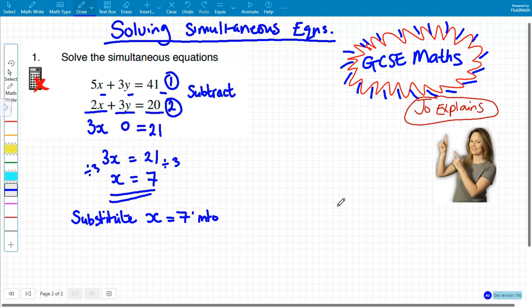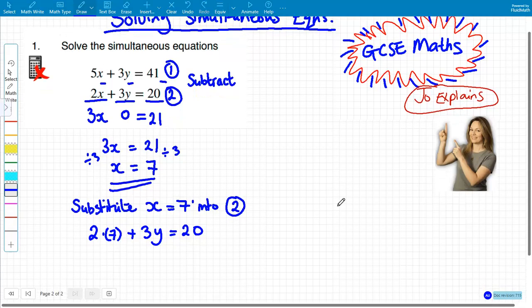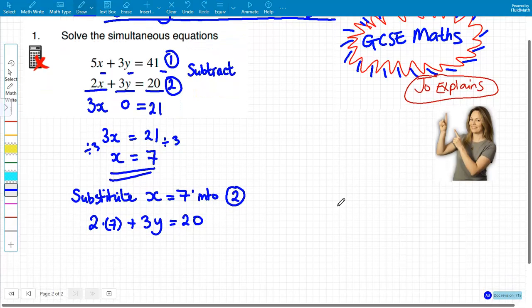I'm just going to go with number 2 because it's got slightly smaller numbers. Okay, so I'm going to substitute x equals 7 into number 2. So 2 and then x, 2x, so 2 times 7. So the substituted value is in a bracket, plus 3y's equals 20. So I'm just going to pull the page down a little bit. So with that there, I am going to work this out. So 2 times 7 is 14 plus 3y equals 20.